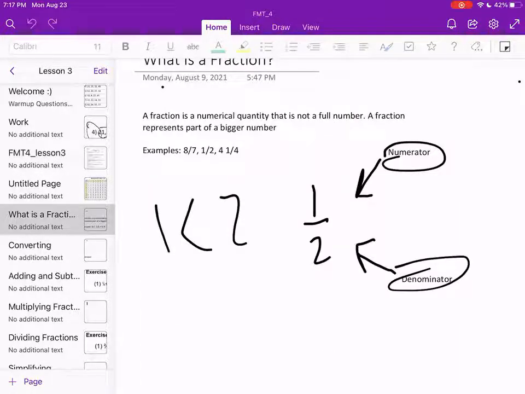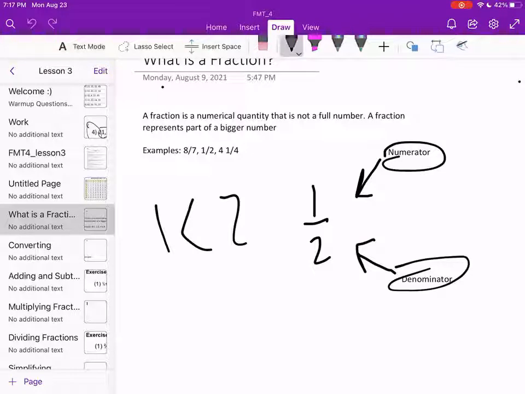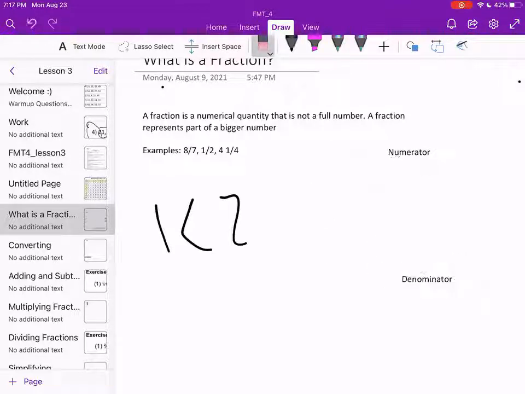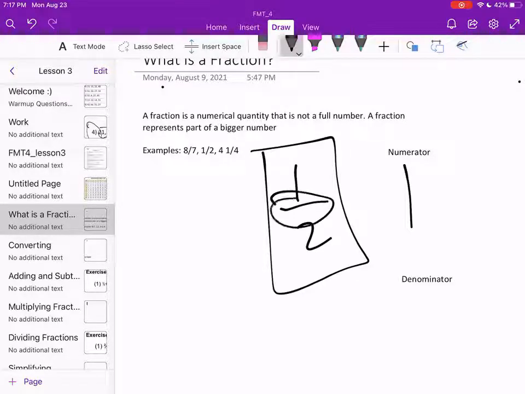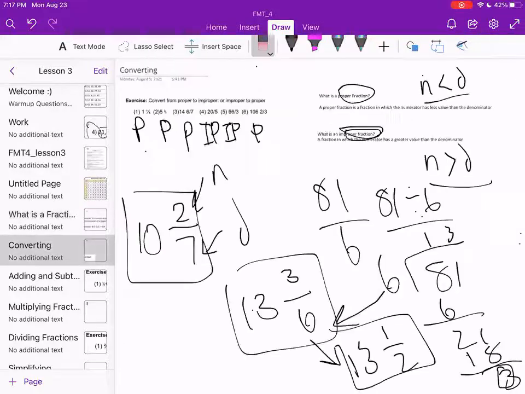All right, so a fraction is a numerical quantity that is not a full number, right? So a fraction represents part of a bigger number. So if I give you a number such as 1/2, this is part of 1, so it's not a full number. And then this sign right here tells you that it's a fraction. So what we were working with earlier in the warm-up was a fraction. Okay, so let's go through this real quick.